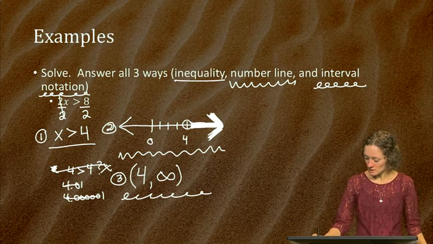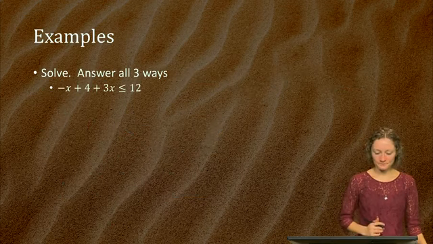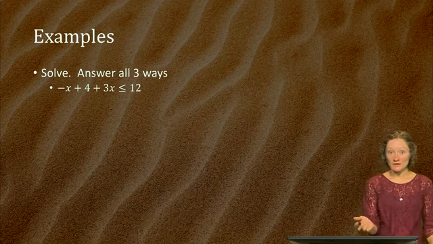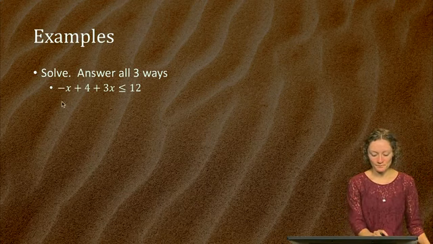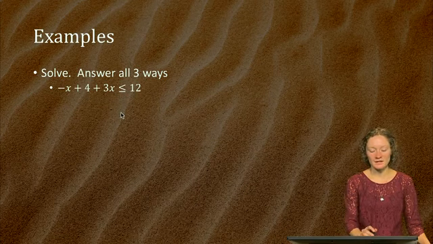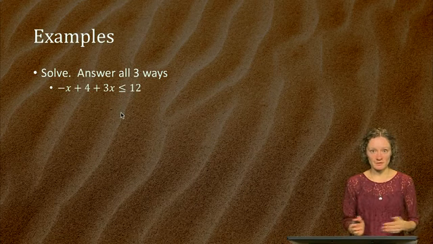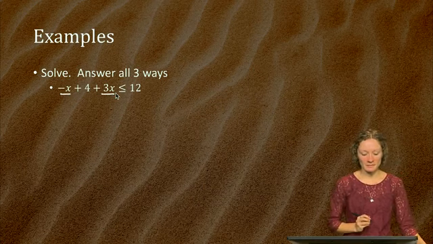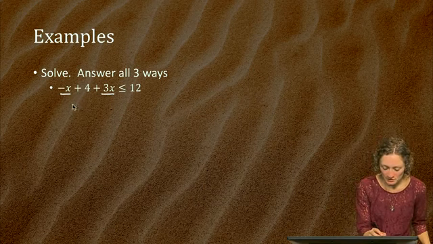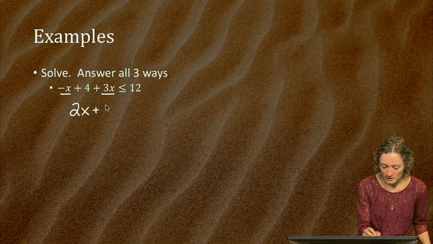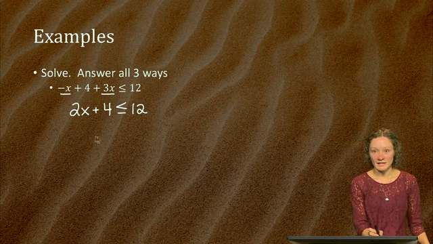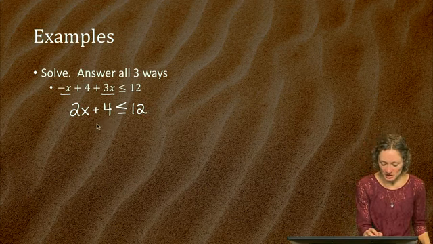All right. Let's see another one. Second one, same type of problem. They all will be. Solve and answer all 3 ways. So if we follow those equation solving steps, first, distribute, nothing to distribute. Second, combine like terms. We have 2 x terms, combine them together. Negative x plus 3x is 2x. We have plus 4 less than or equal to 12.